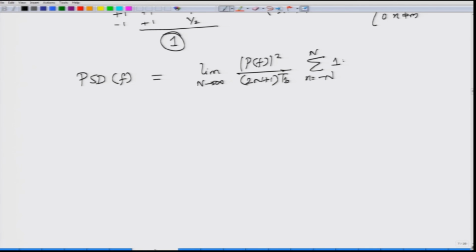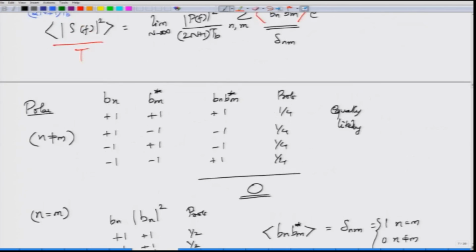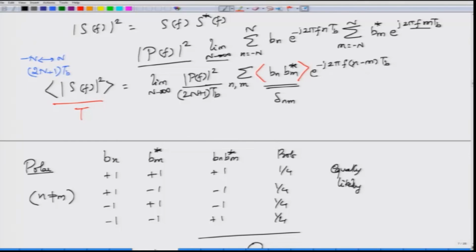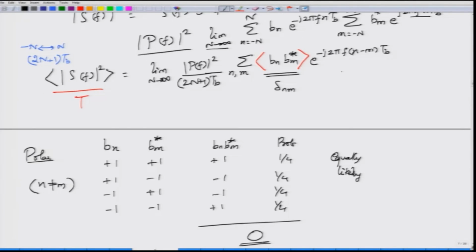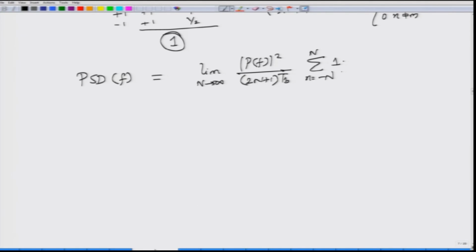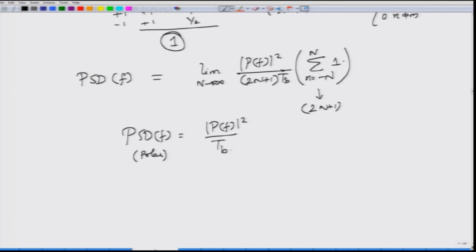What happened to the exponential? Well, the exponential vanished. Why did the exponential vanish? Because when n is equal to m, this will be equal to 1. It is the exponential of j into 0, that would be equal to 1. And what is the summation of this one? This is simply 2n plus 1, correct? Therefore the PSD that you were looking for, for the polar format, is given by P of f magnitude square divided by Tb.